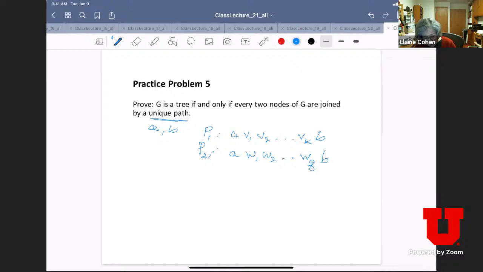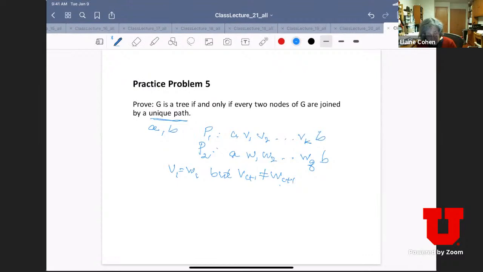Now I can look at this and say, well, if they're 2 different paths, maybe some of the vertices are the same. So clearly A is the same. It could be that V1 and W1 are the same. It could be that V2 and W2 are the same, but at some point we're going to have some different vertices in that path. So we're going to suppose that Vi is equal to Wi, but Vi plus 1 is not equal to Wi plus 1. That's where they start differing.